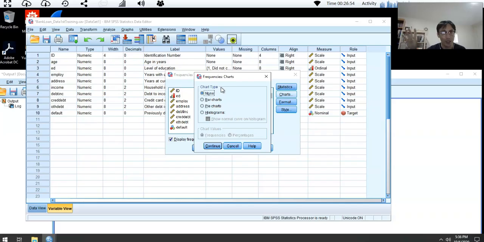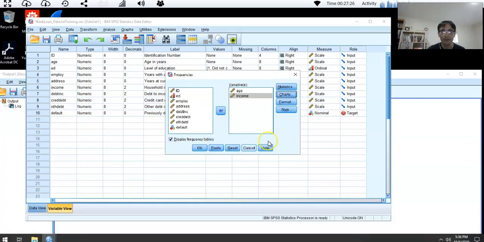Using age and income, look at this, scale variables. So it's not a bar chart or anything else we've learned. It's not a bar graph. It's actually a histogram. Make sure you choose histogram there. Many researchers try to have that normal curve on the histogram, so check that box too. It's kind of a habit. So continue, and now we are ready to click OK.